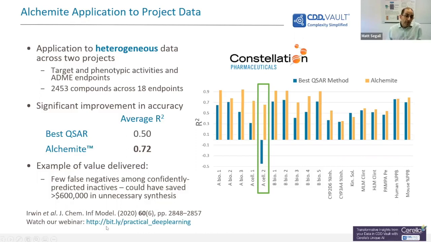And one of the things he said was that actually, if they'd focused on the compounds that were confidently predicted to be inactive, they actually found almost no false negatives there, and they could have saved themselves, I think he said 12 FTEs over 3 months in unnecessary synthesis time, which conservatively is about $600,000 in time and effort they could have saved.